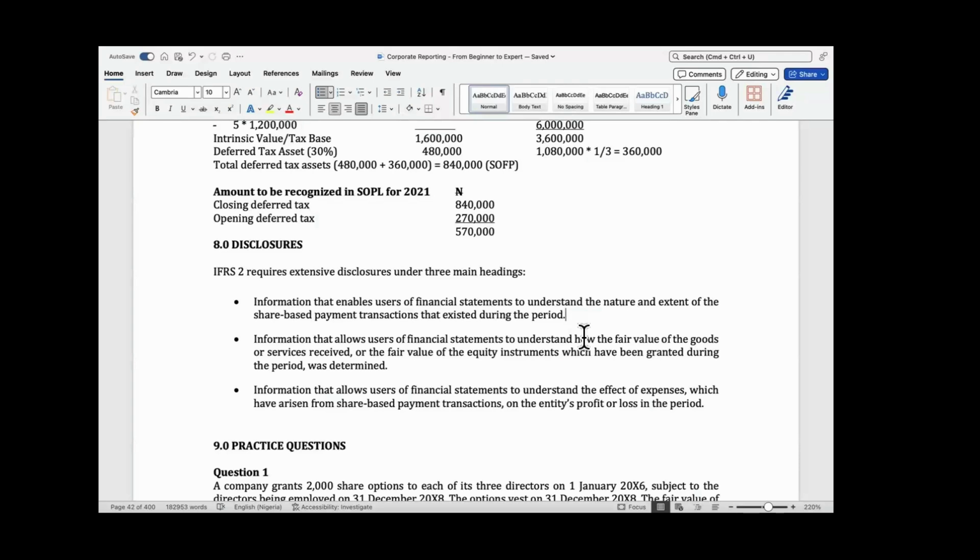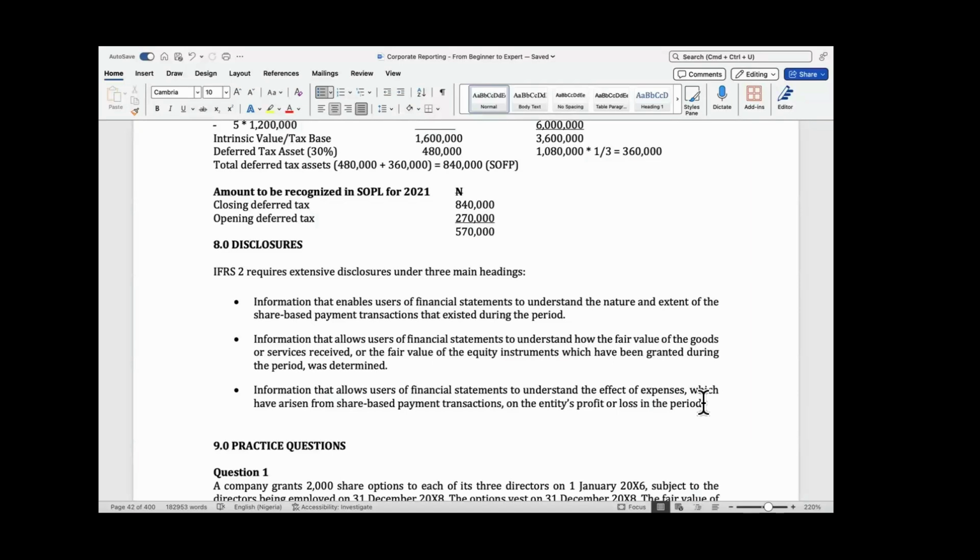You need to tell us how you have determined the fair value of the goods or services received, or the fair value of the equity instrument granted. And you need to tell us whatever amount you have recognized as expense in each year, what is the impact on the profit or loss in the period? So disclosure is just about explaining your figures, explaining the concepts behind what you are recognizing.